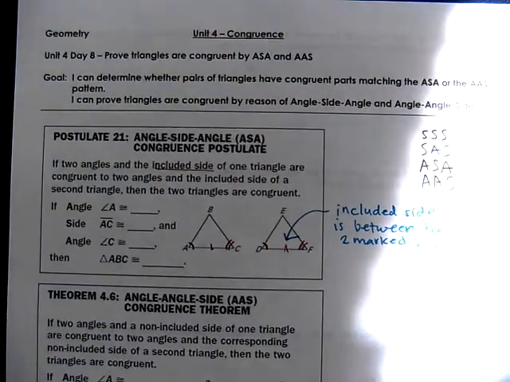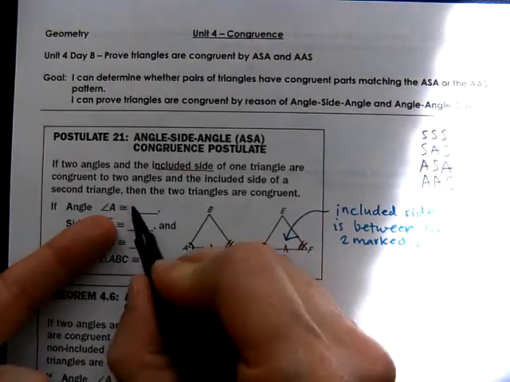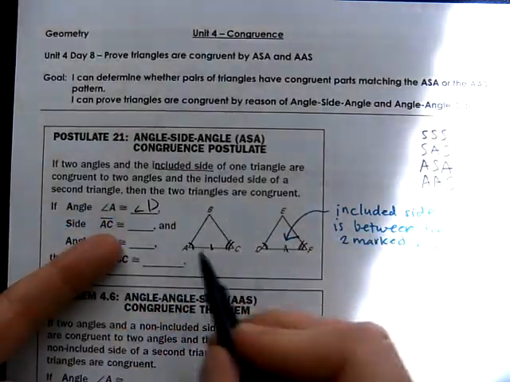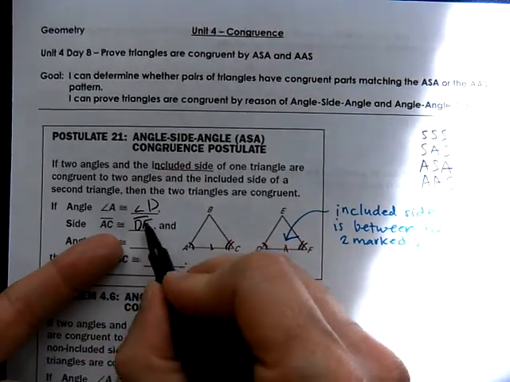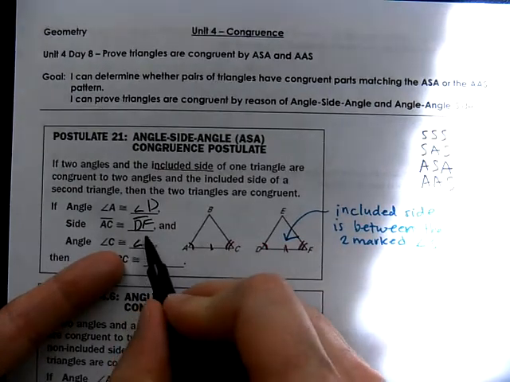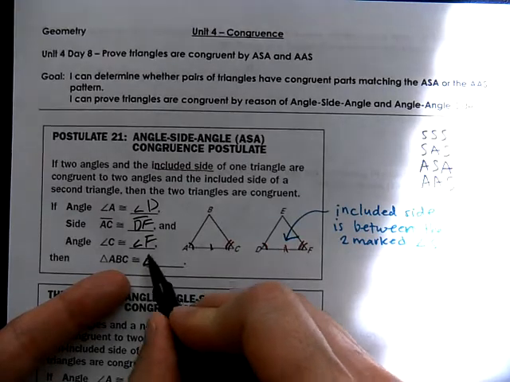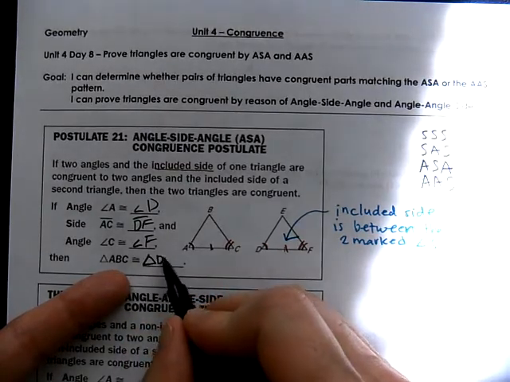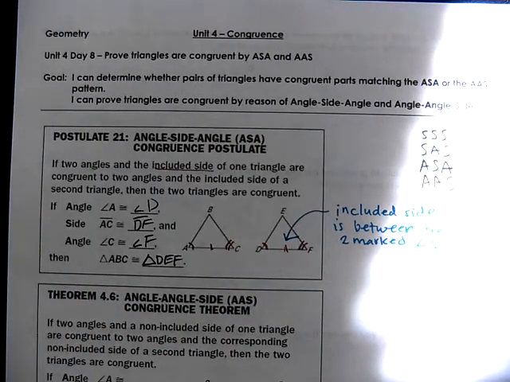Alright, and so to fill in the blanks here, if we know angle A is congruent with angle D, and if we know segment AC is congruent with segment DF, and if we know angle C is congruent with angle F, then we know that the triangles are congruent. Triangle ABC is congruent with triangle DEF by the angle-side-angle pattern.